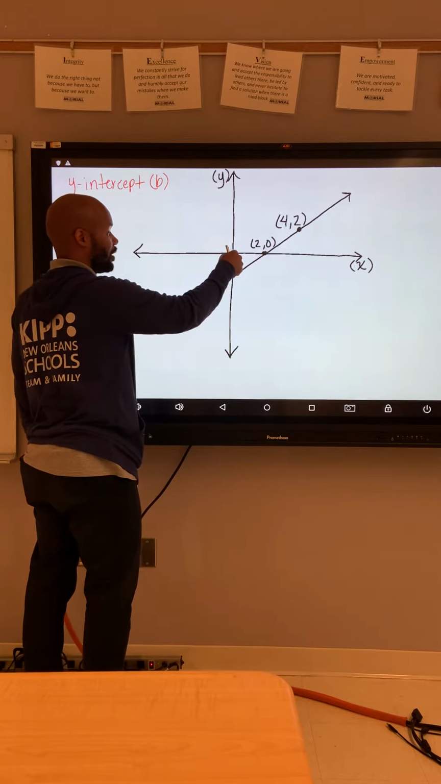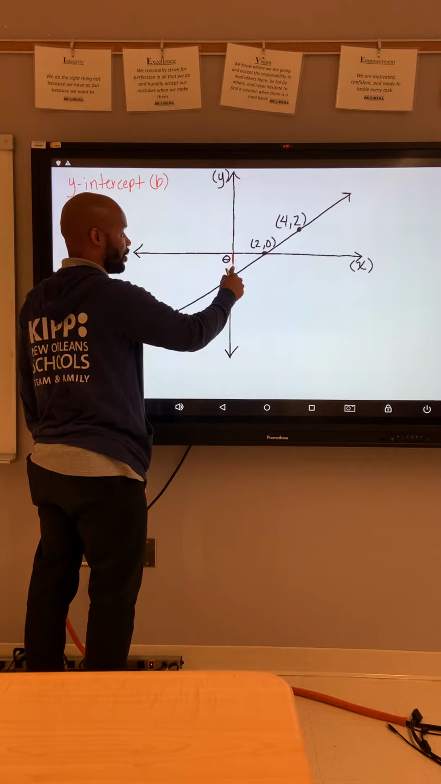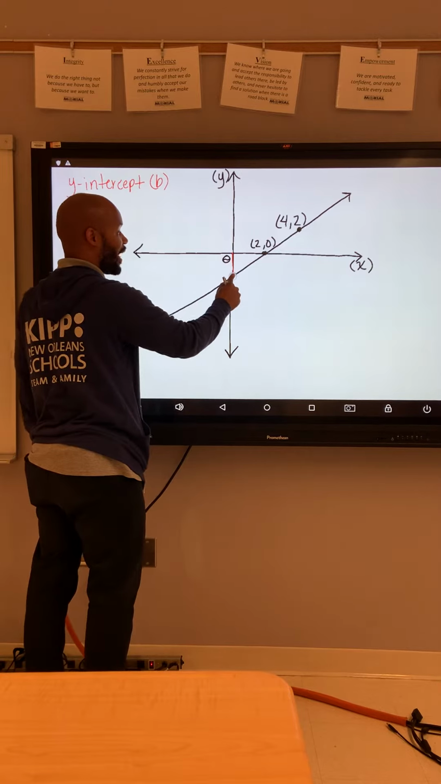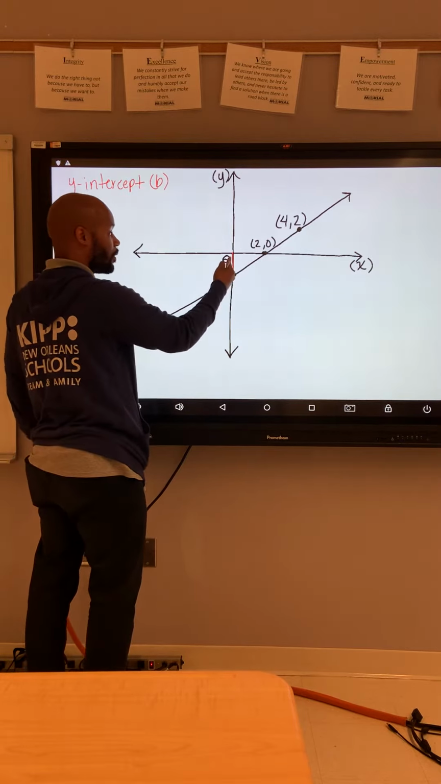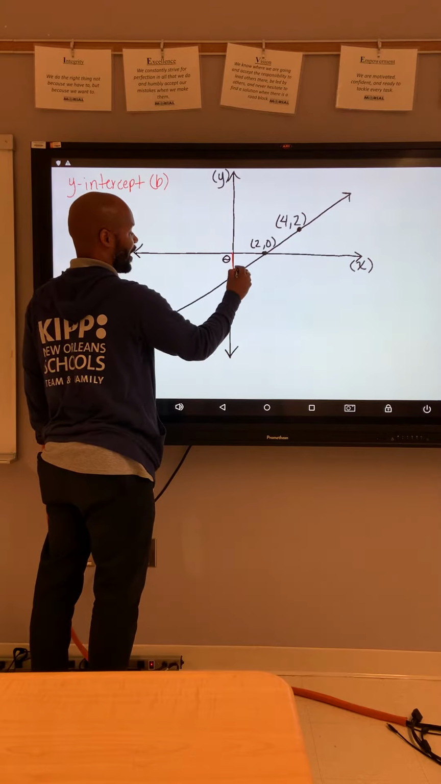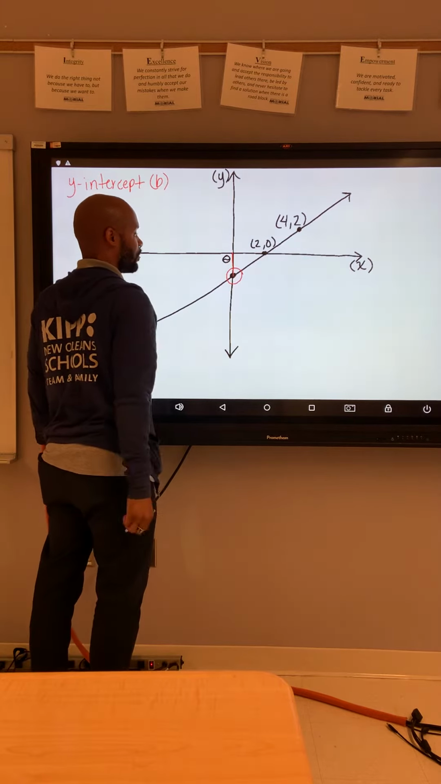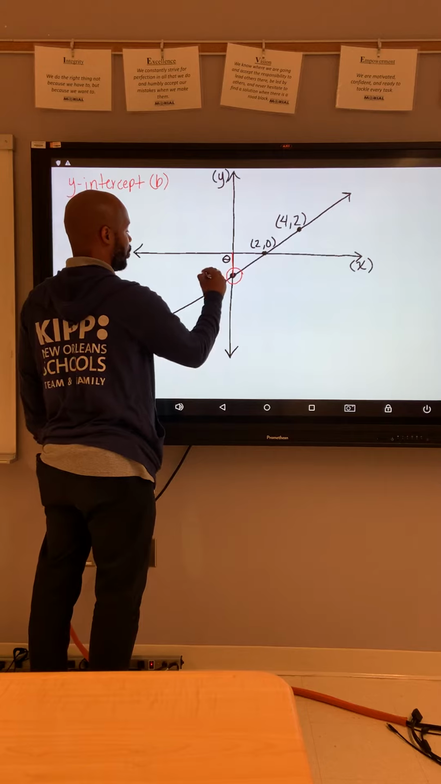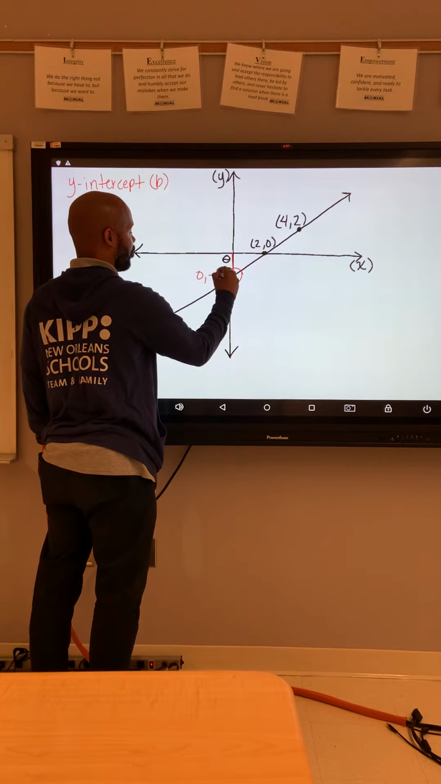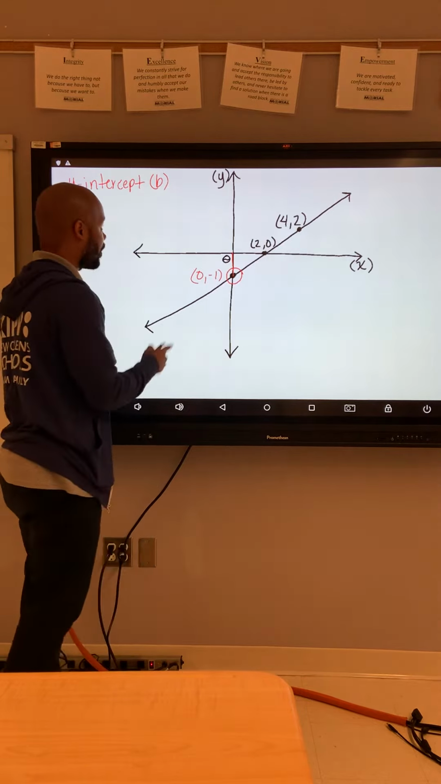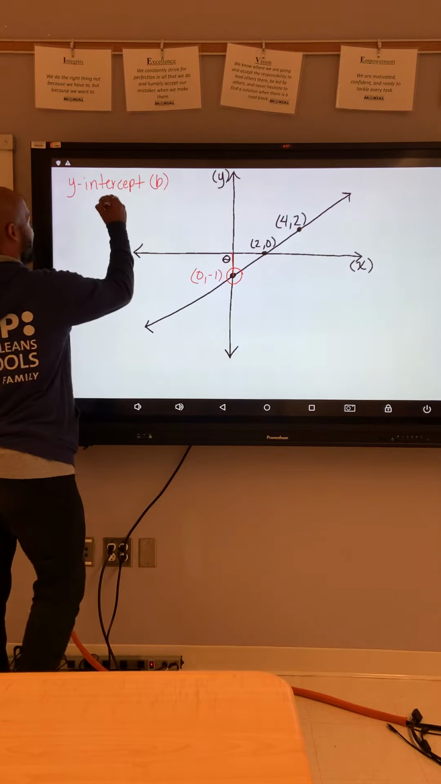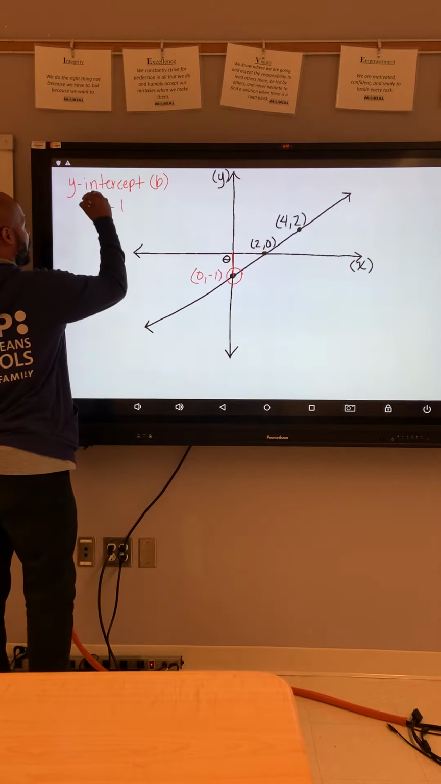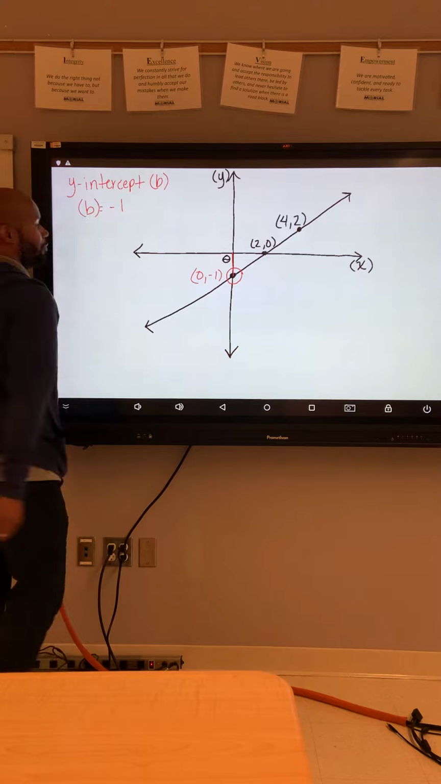In this particular graph, we have to travel down. And because we're going down below our origin, this y-intercept will be negative. If this coordinate was (0, -1), our y-intercept for this line will end up being -1. So B would equal -1.